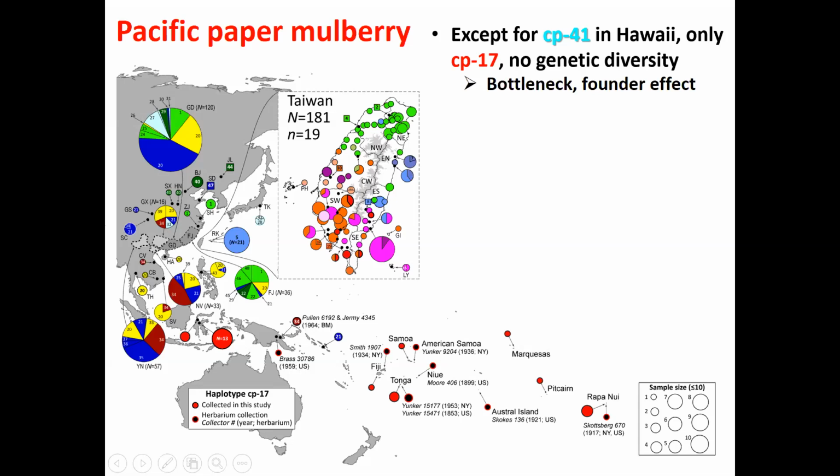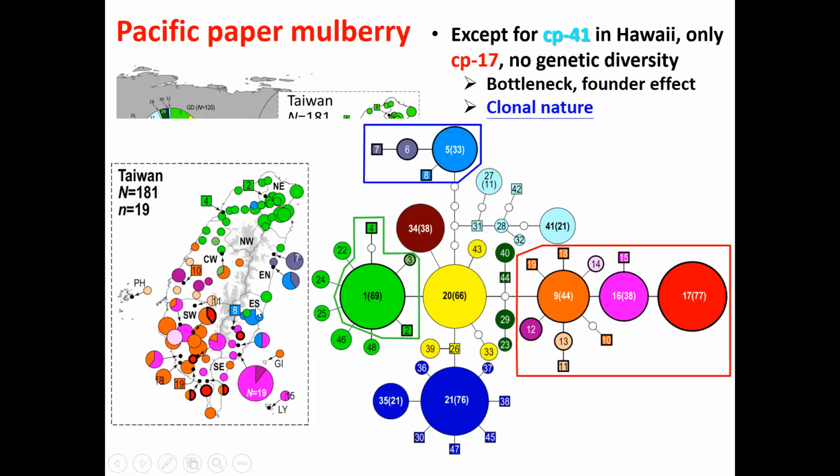This is congruent with the idea that the Pacific paper mulberry is not native. They did not originate there; they were brought into the area. It is also congruent with them most likely being a clonal event. They were not a sexually reproduced population, otherwise they would have higher genetic variation. Also, except for the Pacific, this CP17, the red haplotype, is only found in Taiwan, specifically Southeast Taiwan.